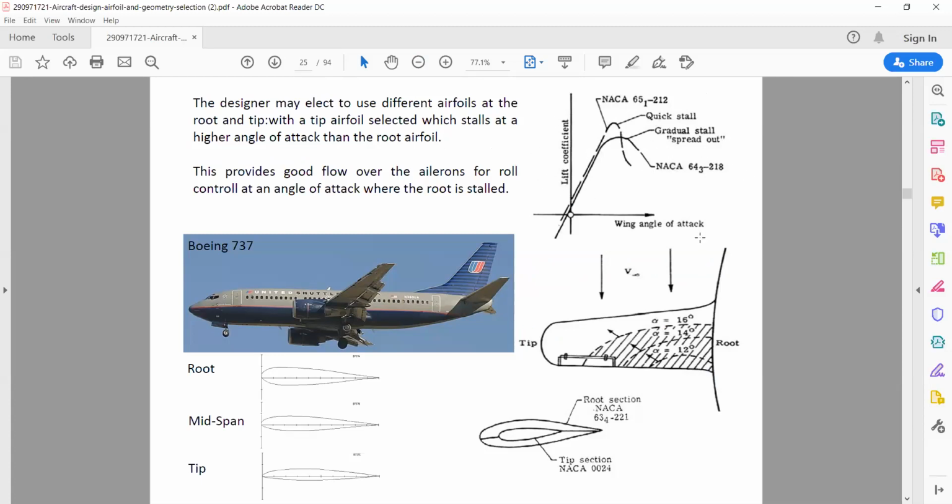So according to the lift coefficient versus wing angle of attack, you can see root, mid span, and tip span. This is called tip span. Understood? And we have a root span as well as a mid span. So this is the root section of NACA 63221 and this is called the tip section, a NACA 0024. What does 00 represent? It is zero camber. There is no camber. They are called symmetric airfoils.